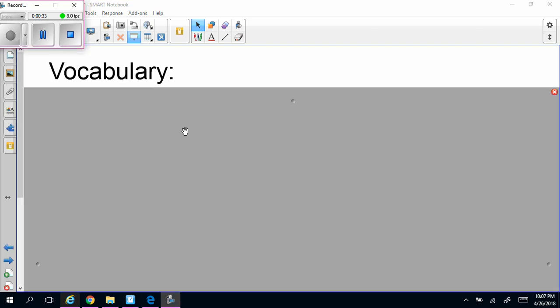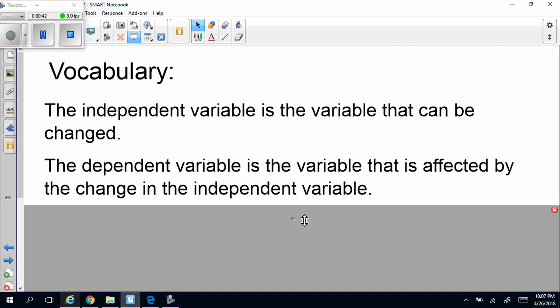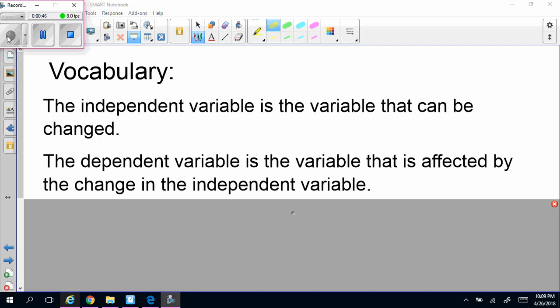Now let's start with a little bit of vocabulary. Go ahead and copy this down in your 5-subject notebook. You can go ahead and pause the video. So let me read this out to you. The independent variable is the variable that can be changed. The dependent variable is the variable that is affected by the change in the independent variable.